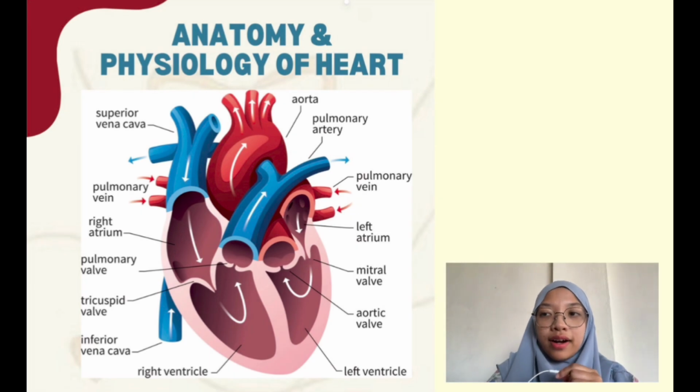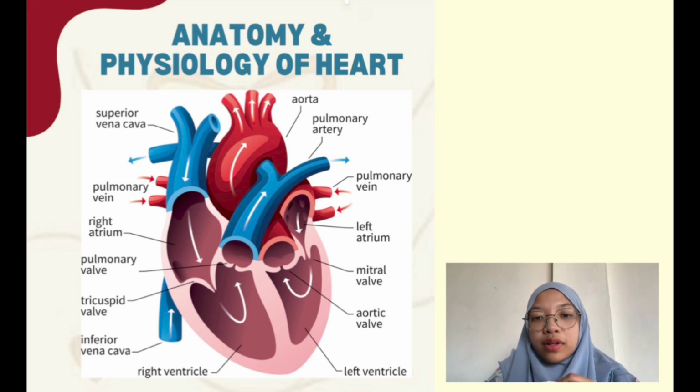Okay, so right now we will focus on the anatomy and physiology of the heart. I will explain it in three parts. The first part is deoxygenated blood. The parts that carry deoxygenated blood include the superior vena cava, which functions to return deoxygenated blood from the upper body to the right atrium, and secondly, the inferior vena cava, which returns deoxygenated blood from the lower body, and lastly, the pulmonary artery. Its function is to carry deoxygenated blood from the right ventricle to the lungs.